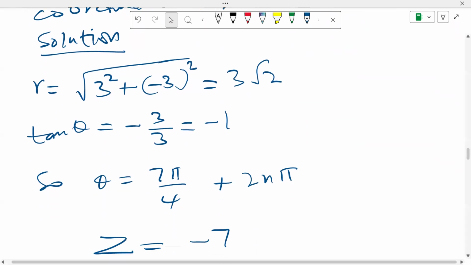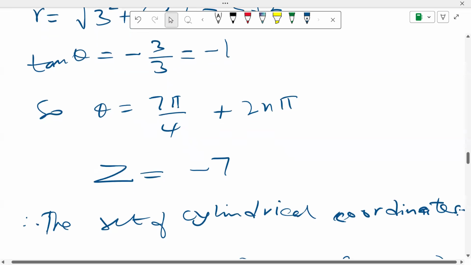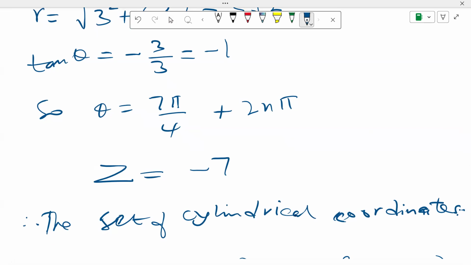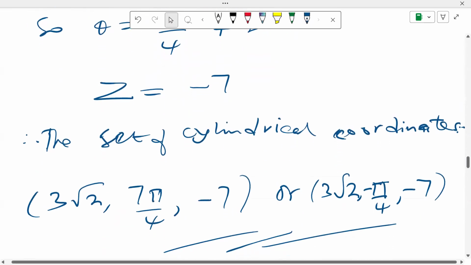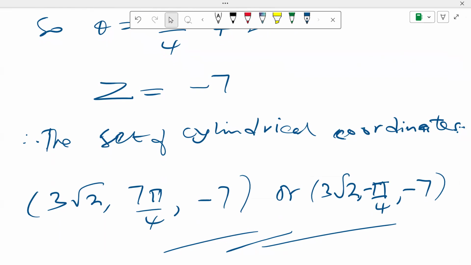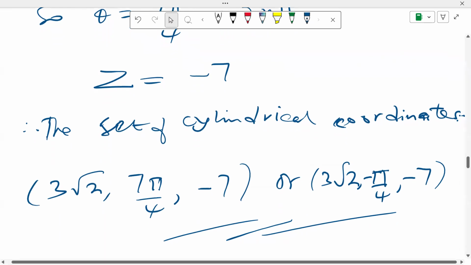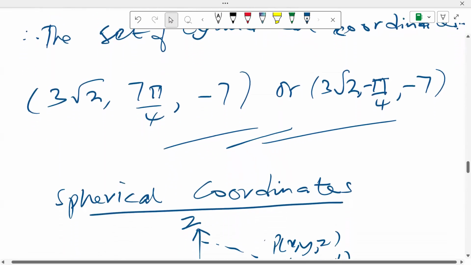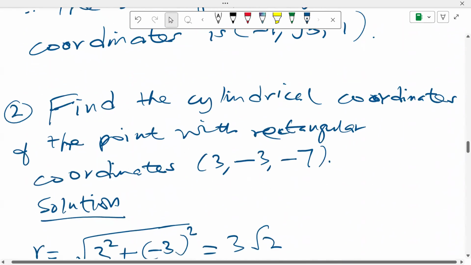And so we can move on. Then our z is negative 7. So we'll say that the set of cylindrical coordinates under review are 3 root 2, 7 pi on 4, negative 7, or 3 root 2, negative pi on 4, negative 7. So you could see that whichever way you go in the Cartesian plane, either clockwise or anti-clockwise, you get the answer. So that does it. Look at this question as well.